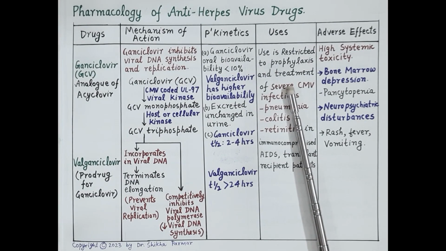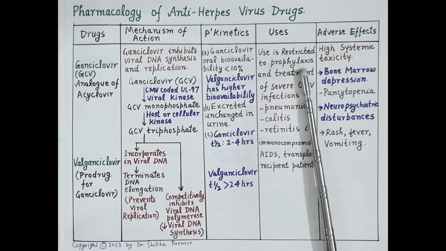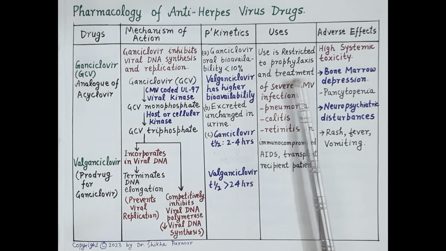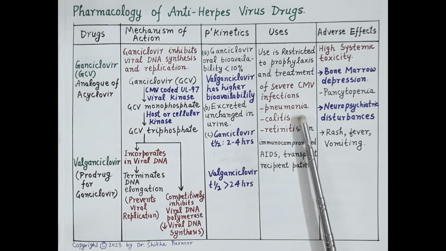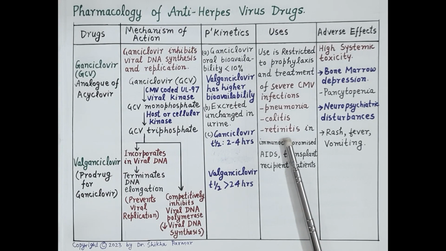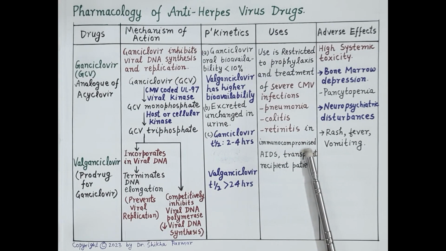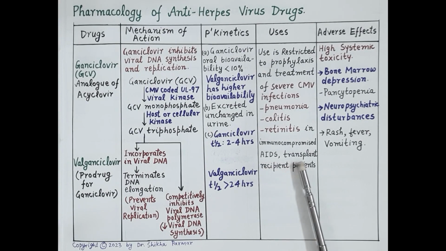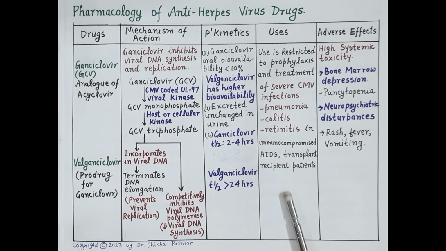Now uses of these drugs, as already discussed, use is restricted to prophylaxis and treatment of severe cytomegalovirus infections like pneumonia, colitis, then retinitis, in immunocompromised patients like AIDS patients, then transplant recipient patients. So these are the clinical uses of Ganciclovir and Valganciclovir.